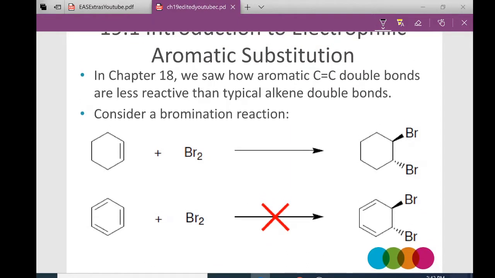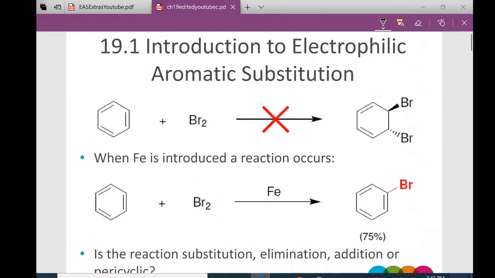In Chapter 18, we discussed aromatic compounds and some properties of them, and we saw that aromatic compounds are less reactive towards something like addition than a regular carbon-carbon double bond. For example, bromine can add across a double bond, as we saw in our alkene addition reaction, giving us Br and Br in an anti-conformation. We don't get that kind of addition with benzene because benzene is aromatic. It's more stable as an aromatic compound, and to break the aromaticity would give us a higher energy product, and therefore it's difficult to do that kind of addition reaction with something like benzene.